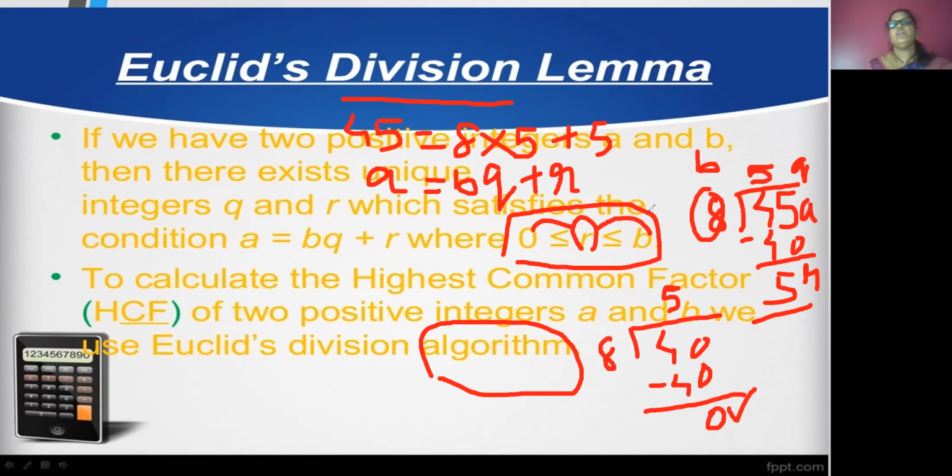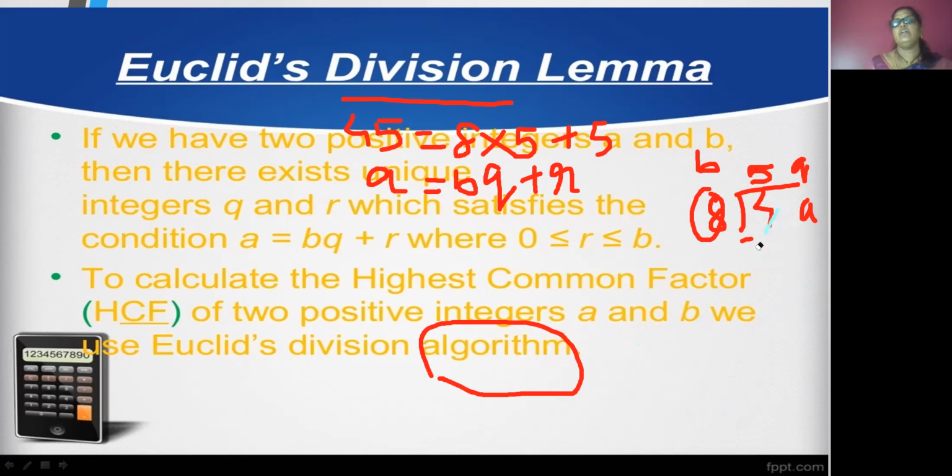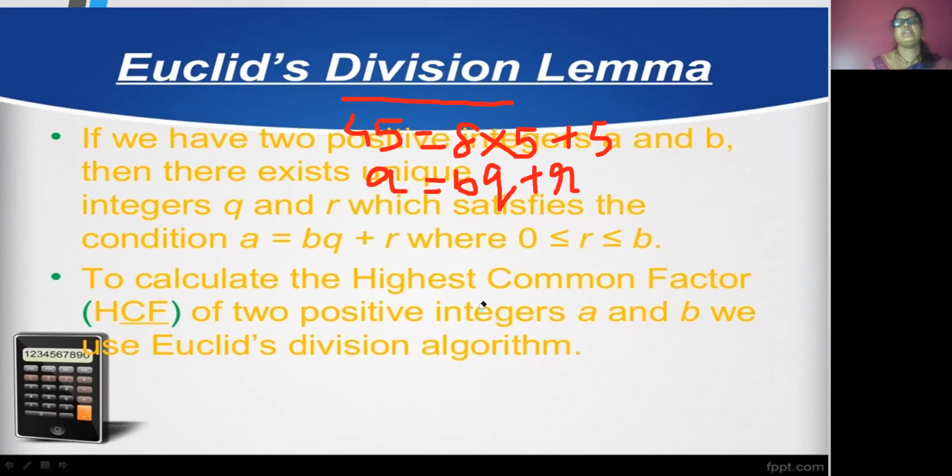Did all of you understand? Yes, I hope you all understood. Again, I will say one more time. Euclid division lemma is nothing but A equal to BQ plus R, but the condition should be 0 less than or equal to R, where R is the remainder, is less than B, the divisor. Yes, this is very important.